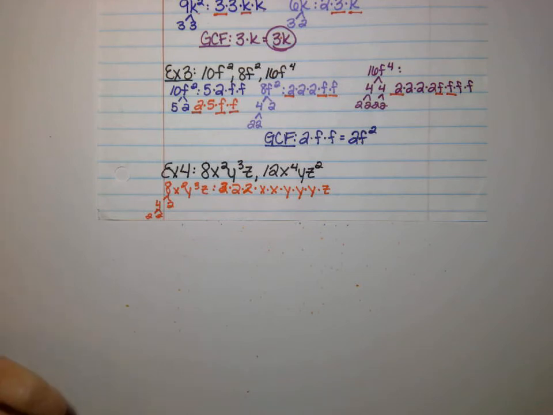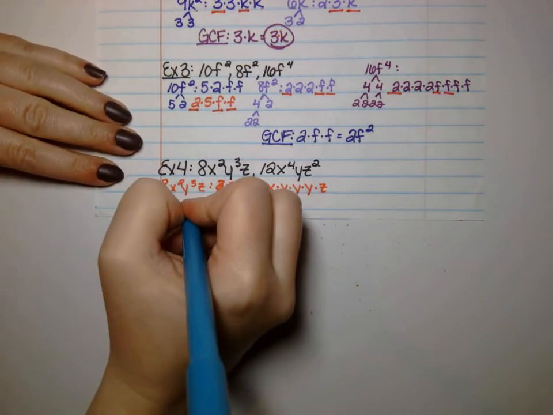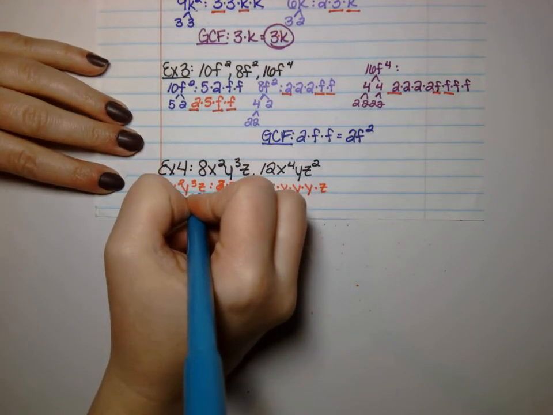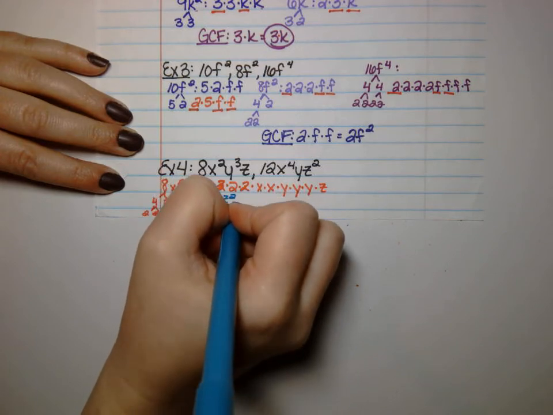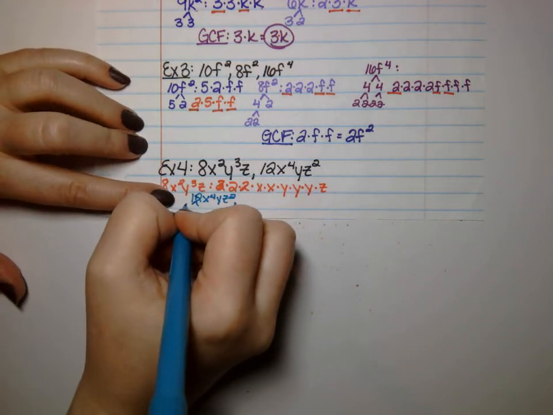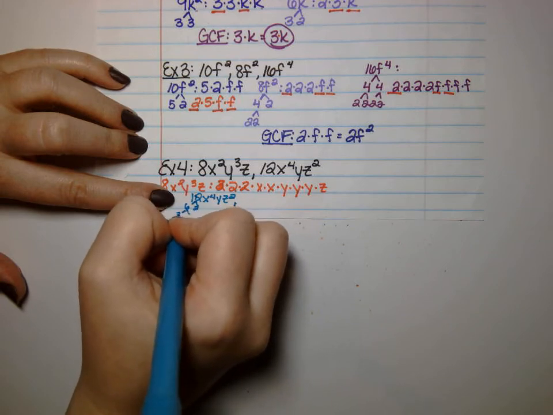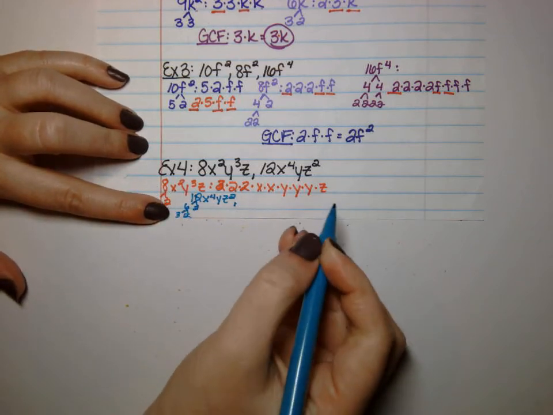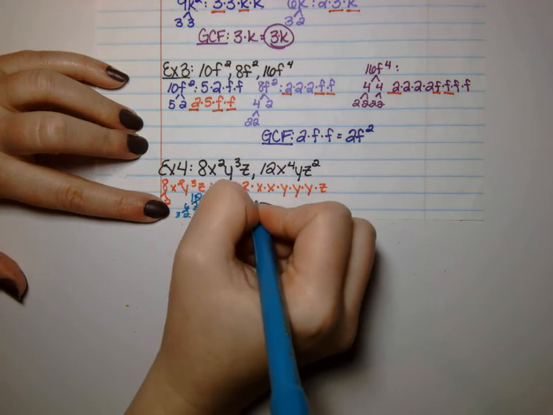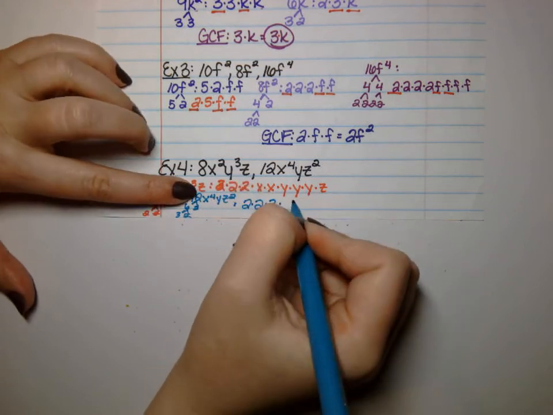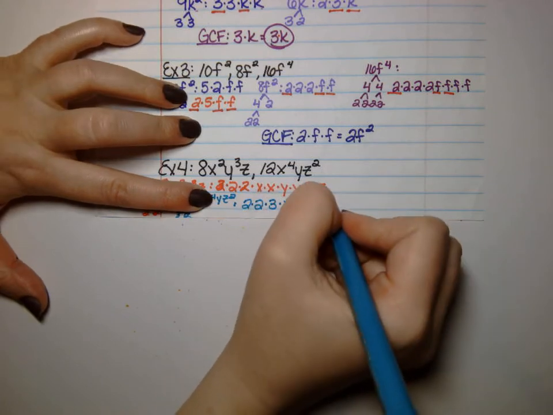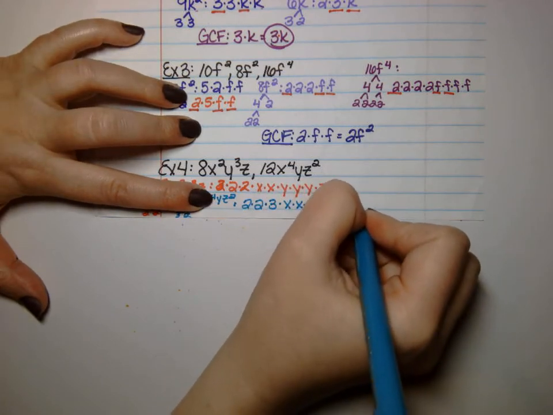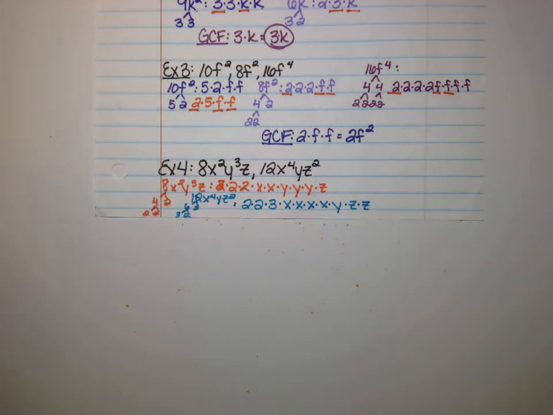If I do the same thing with my 12x to the fourth, I'm going to write it down here, kind of shove it in there. So 12x to the fourth y z squared. 12 is going to break down to 6 and 2, and 6 goes to 3 and 2. So I have two 2's, a 3, I have 4 x's, a y, and 2 z's.